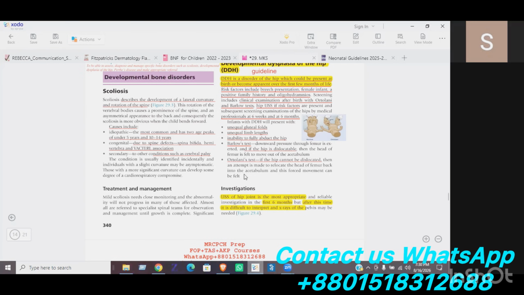Another test we do during screening is the Ortolani test. If the hip is dislocated, attempt to relocate the head of the femur back into the acetabulum. This is the Barlow test, and this is the Ortolani test.